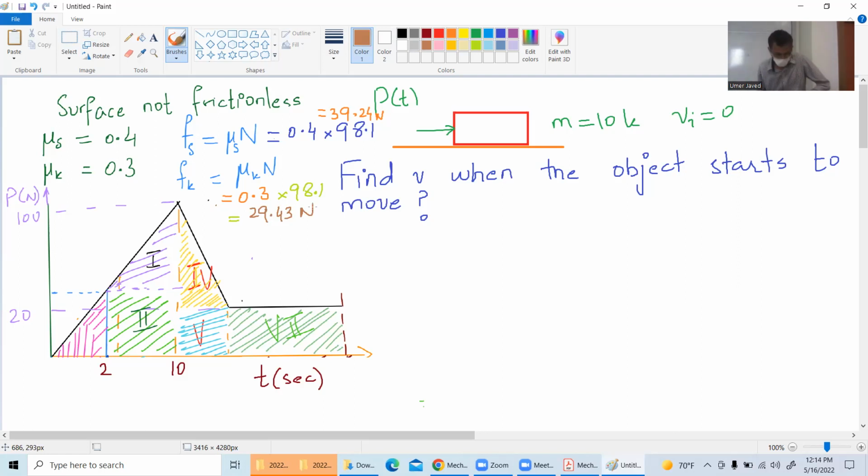So now this is what you will do. You will say that the object starts to move only after 39.24 Newton. So this is what you will do. You will play this little game. Go all the way from here, all the way up to 39.24. How many students agree? I will answer the question.